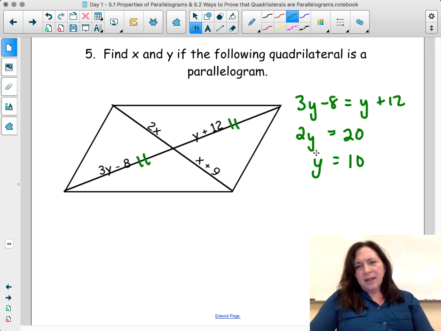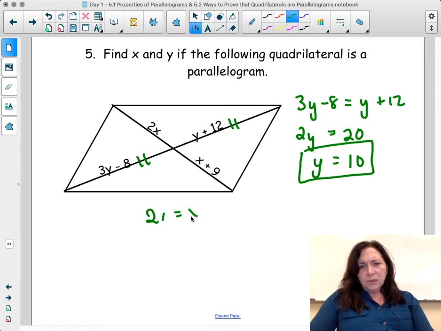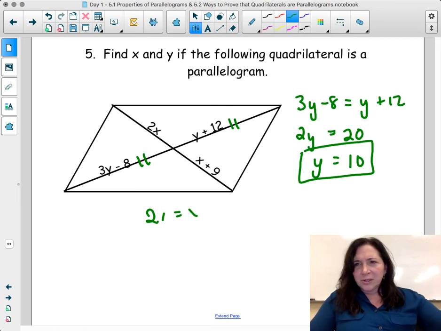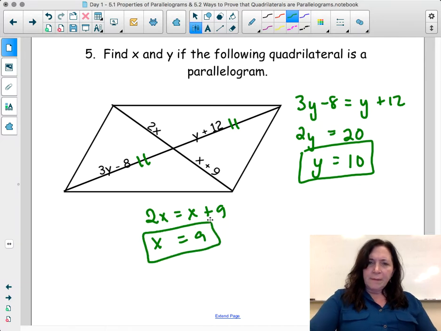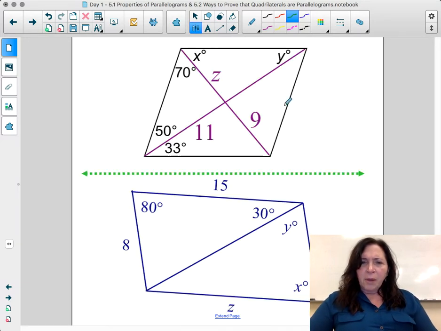In addition to that, I know that 2x is equal to x plus 9, and I'm going to subtract x. I'm going to get x is equal to 9. Okay. For this problem right here, we know that if this is equal to this, then z is equal to 9.